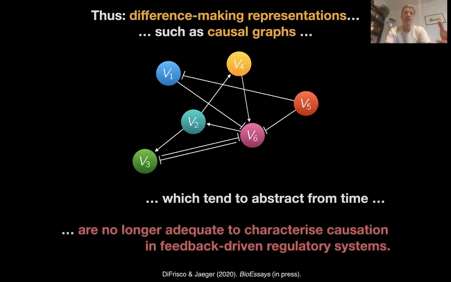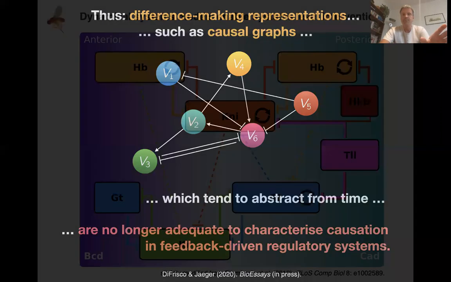And so they are no longer adequate to characterize causation in feedback-driven regulatory systems. So, systems that are really dominated by feedback dynamics. And you need a dynamical model. This is just another way to drive the point home that you need a dynamical systems model to understand the influence of different individual causes over time and space in such systems, okay? And so there's no way around a dynamical approach here.